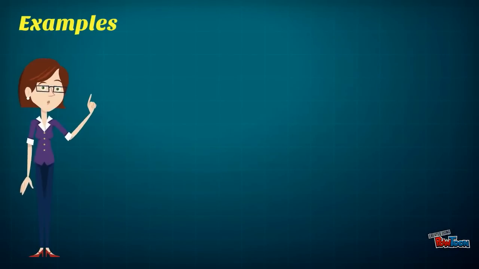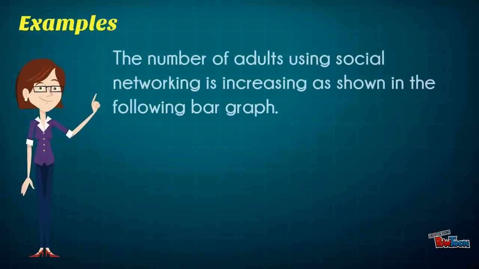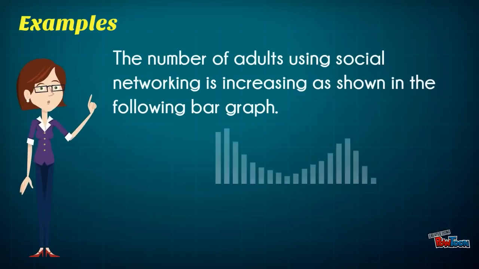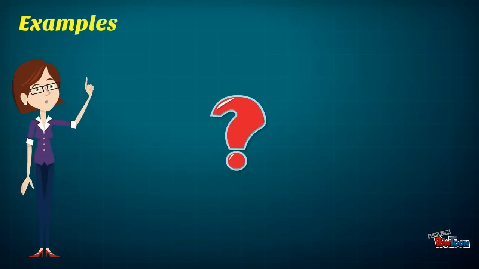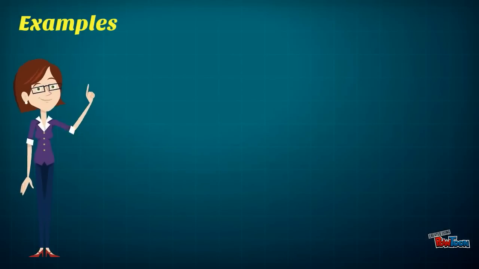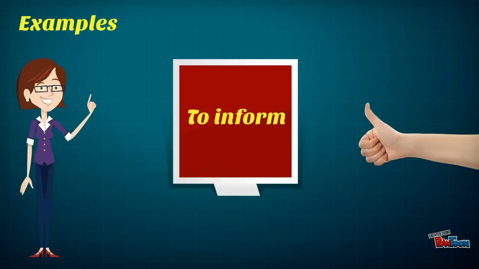Now, let's look at the second example. The number of adults using social networking is increasing as shown in the following bar graph. What do you think the writer's purpose is in this example? Excellent. It's to inform the readers that the number of adults using social networking is increasing.